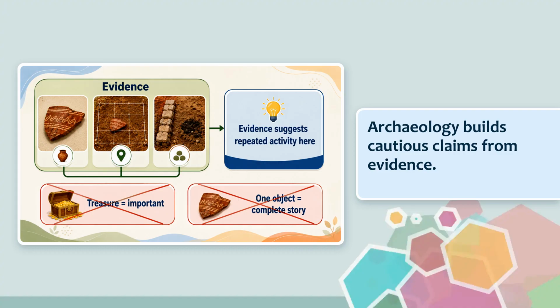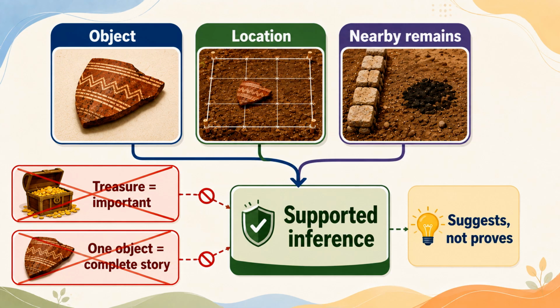Archaeology builds cautious claims from evidence. One clue is not a complete story. The word suggests matters because archaeological evidence is often incomplete. A location, an object, and nearby remains can support a pattern, but they do not allow us to invent every detail. Comparing several clues reduces the risk of overreading one find. Rejecting the treasure shortcut reminds us that historical usefulness depends on evidence, not money or sparkle.